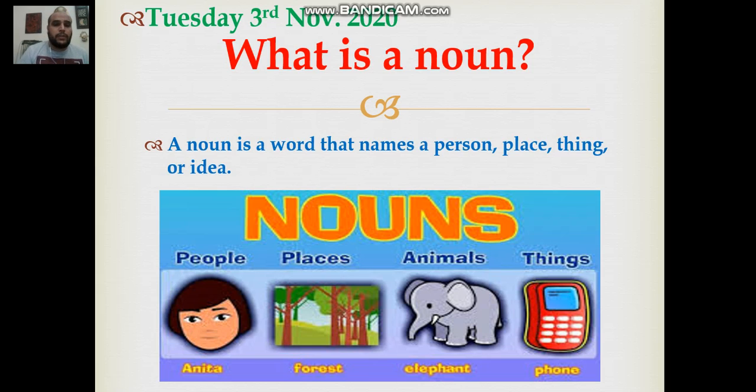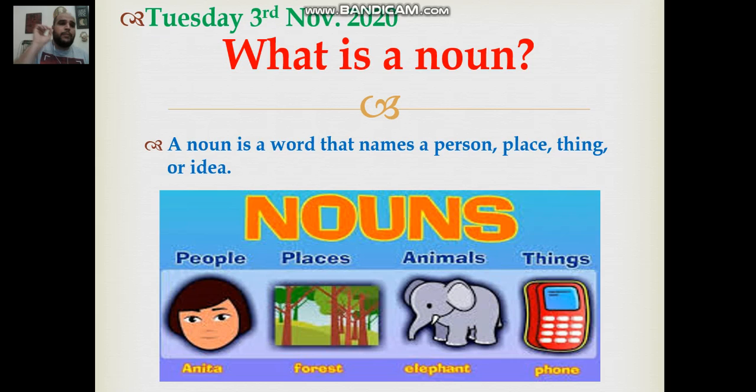Then we have the nouns of places, just like the forest, school, house, let's say a mall, for example. Anything that names a place is a noun. Okay? Animals. Each animal's name is a noun. Things. Each thing's name is a noun too.